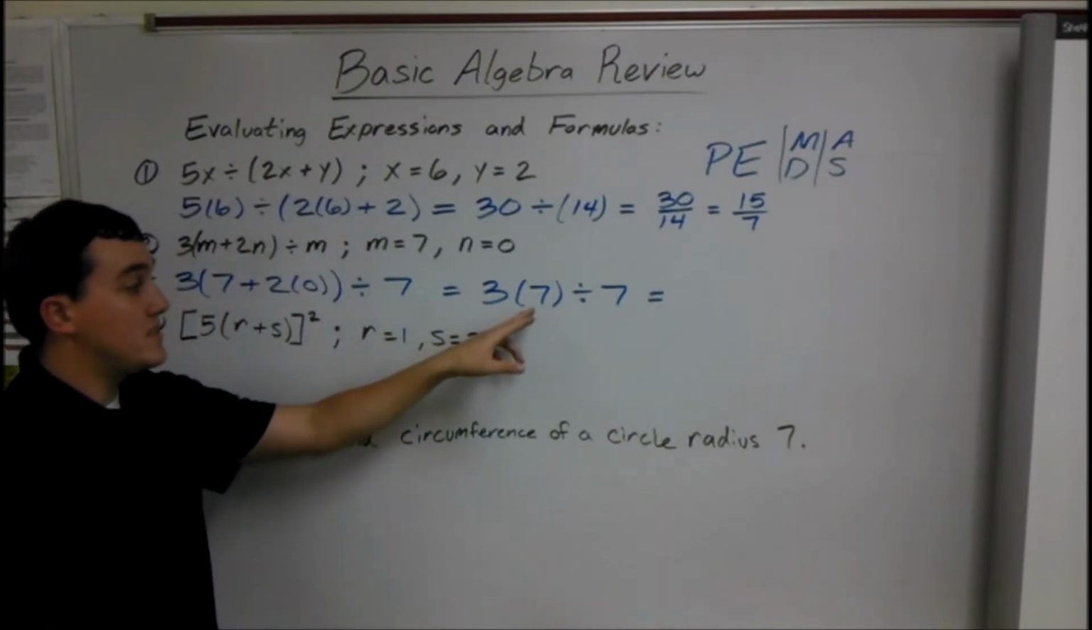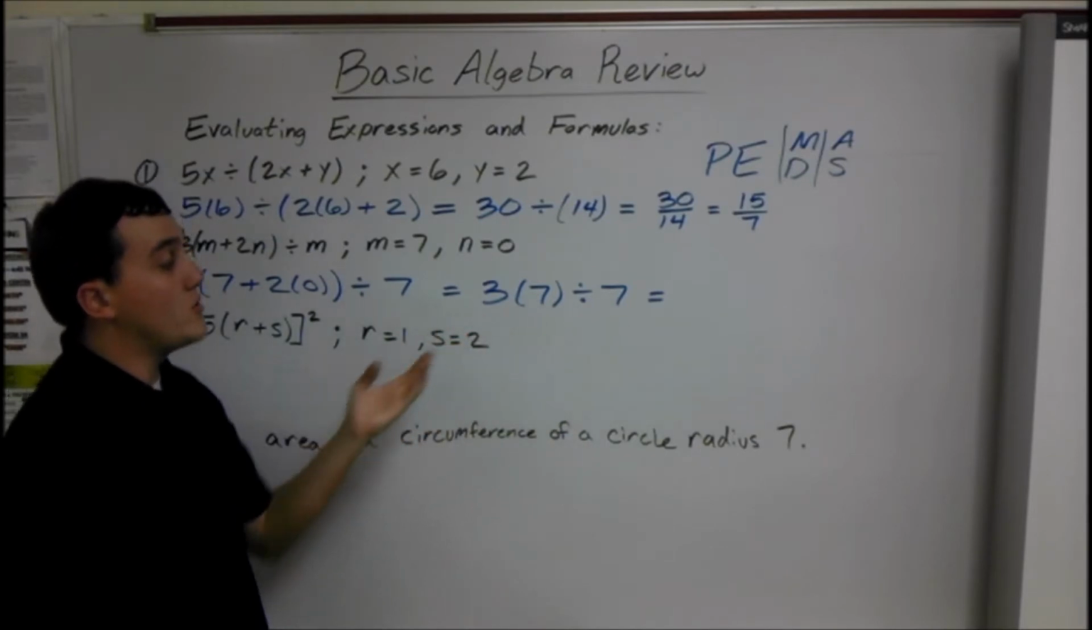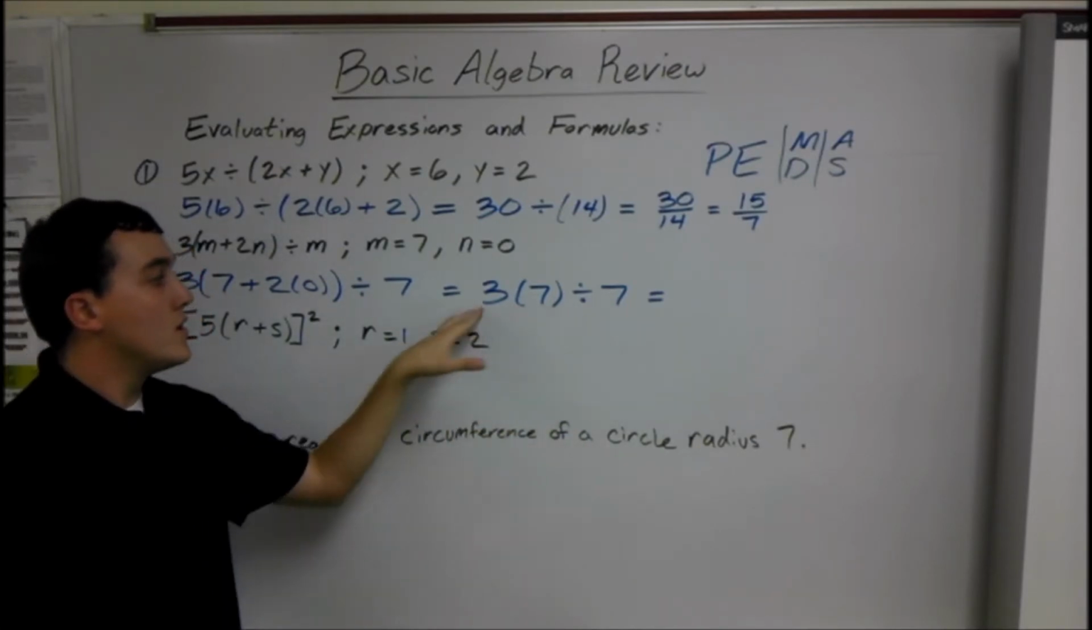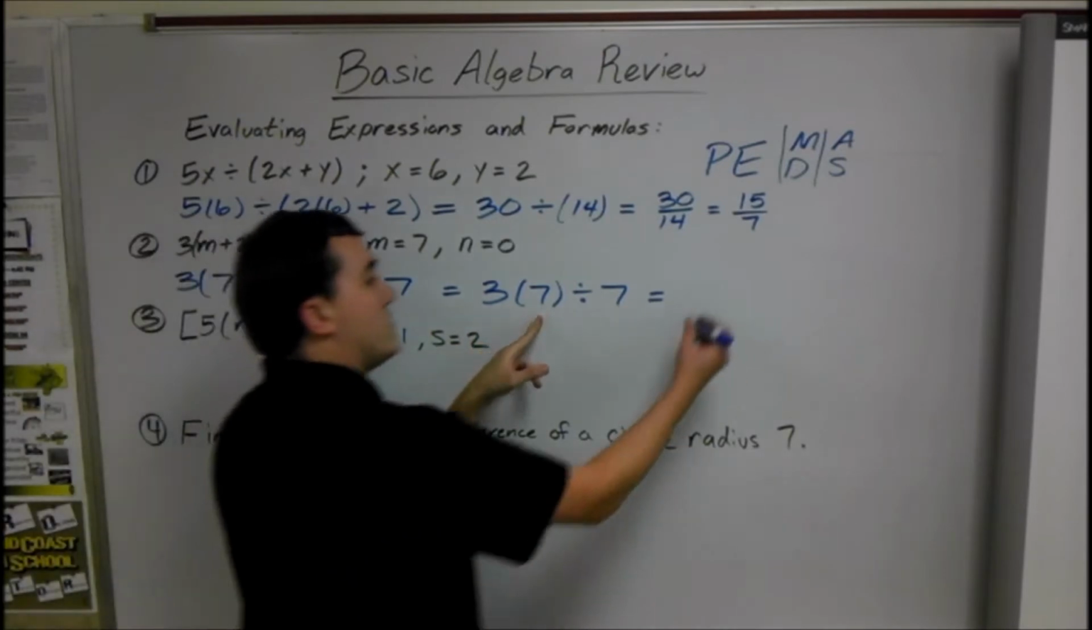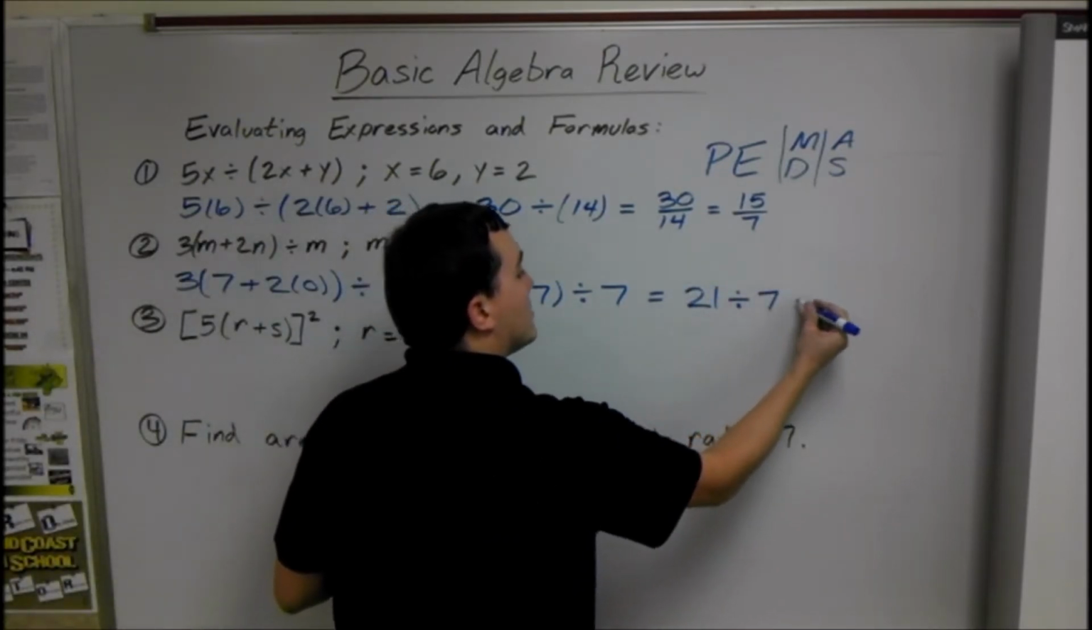Now some people will see the 7s will just kind of cancel out of here. 7 divided by 7 is 1. Remember, you are allowed to do it in any order, but let's just do an order. We have 3 times 7 is 21, divided by 7, which would be 3.